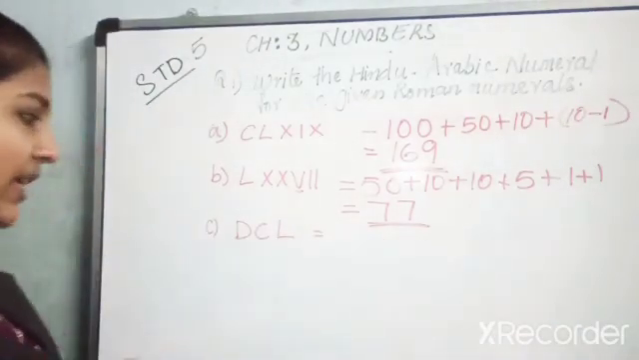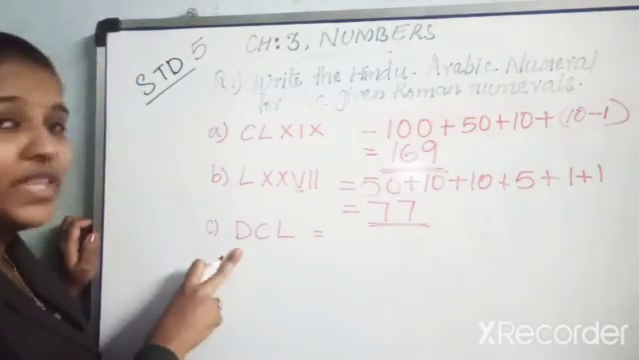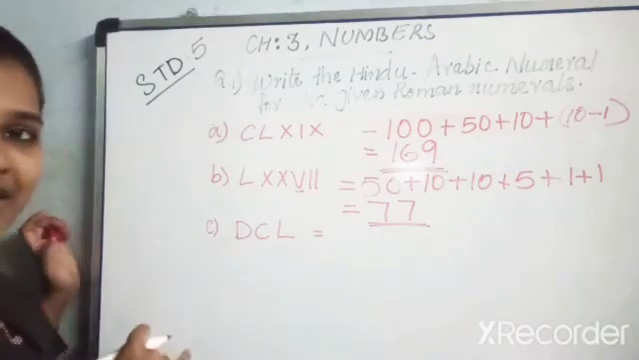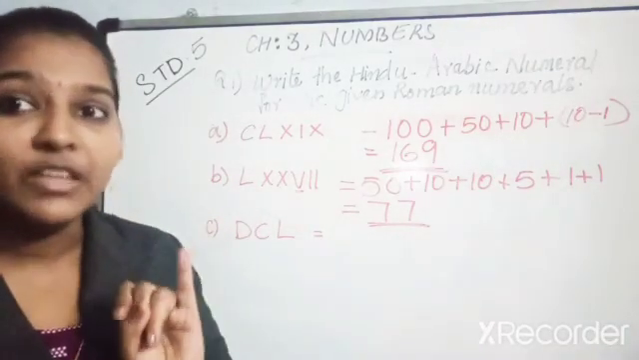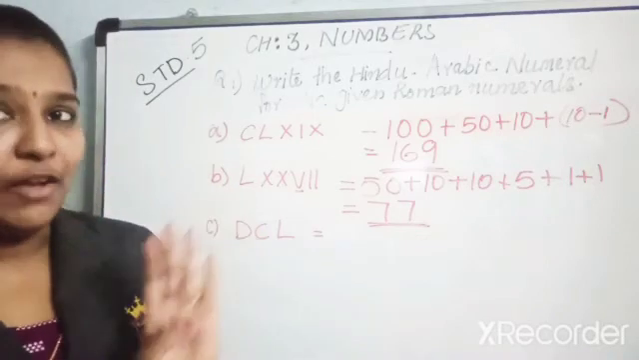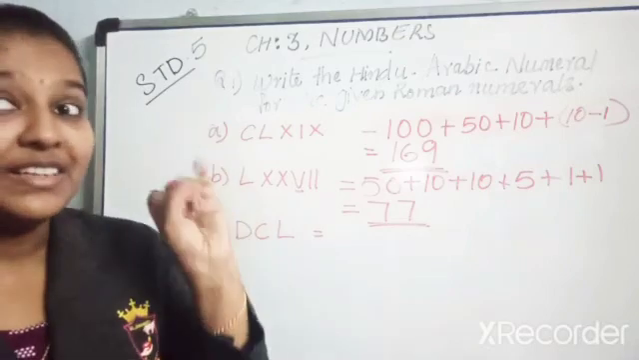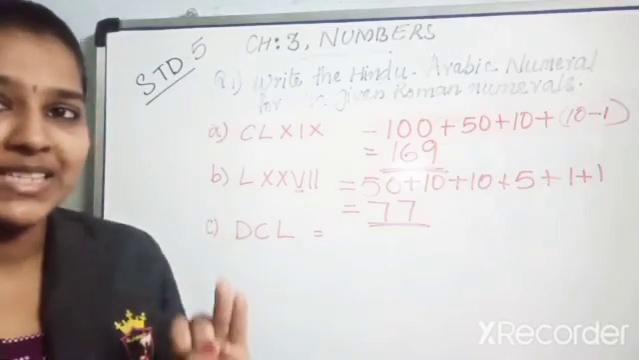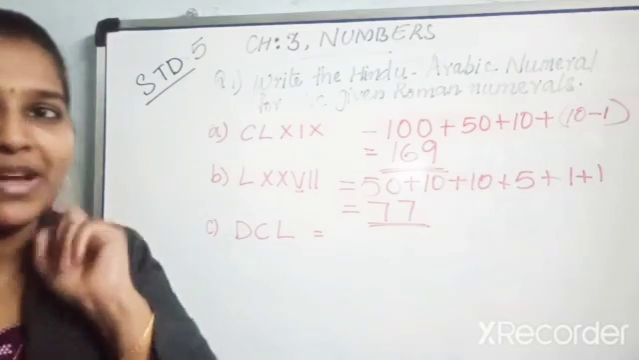Okay. Now the next one, DCL. We know D stands for 500, isn't it? D stands for 500. Don't forget, I for 1, V for 5, X for 10, L for 50, C for 100, then D for 500 and M for 1000. These are the basic symbols in Roman numerals. So don't forget, everyone, learn that by heart.